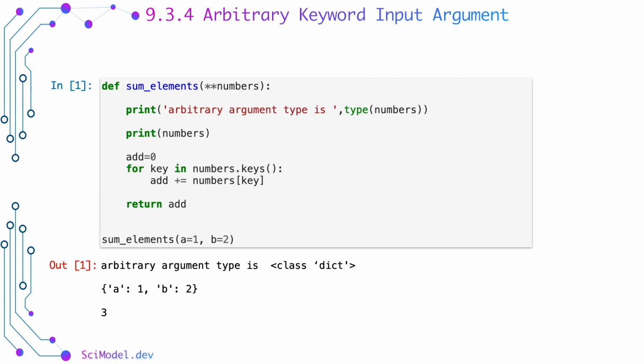Now, in order to add all the values in the numbers dictionary, we need to adjust the loop such that we loop over each key in the dictionary and sum the corresponding value in the key value pair to the add variable. Then, the function returns the add variable. Now, let's add more arbitrary keyword input arguments to see what happens. As you can see in the output of the code, the numbers dictionary is updated with the new values, and the sum value is now equal to 10.